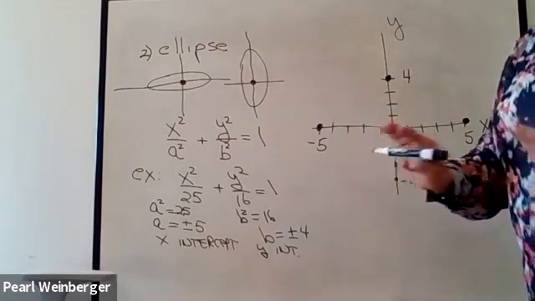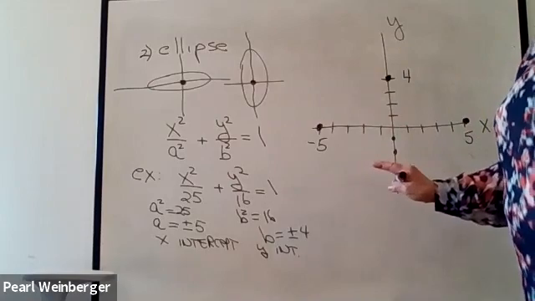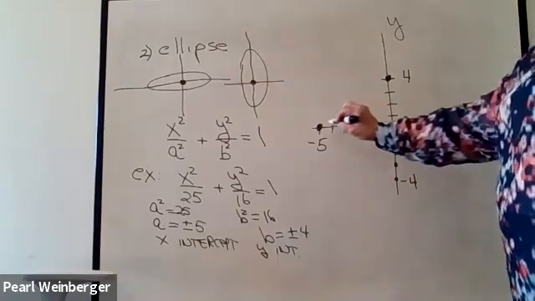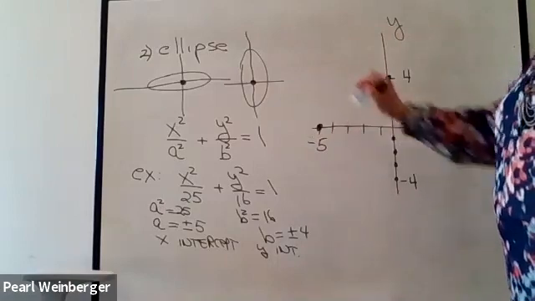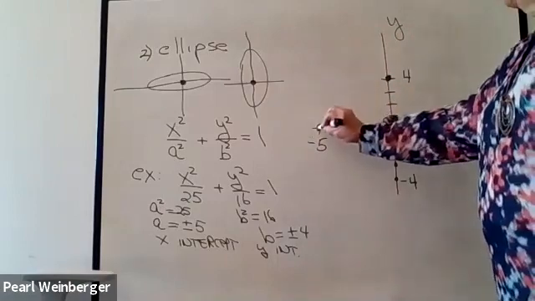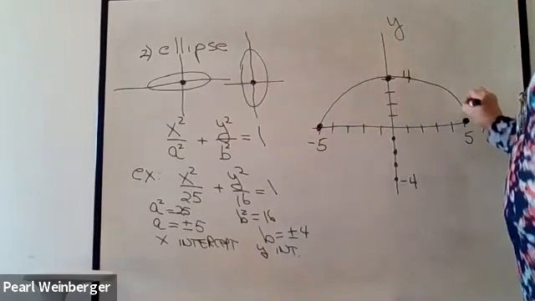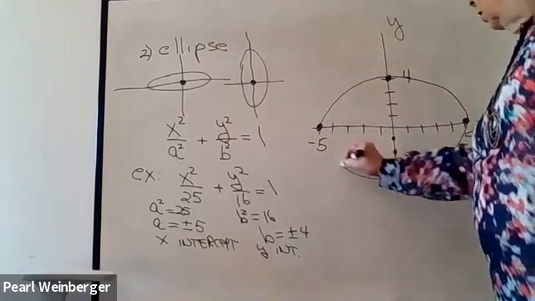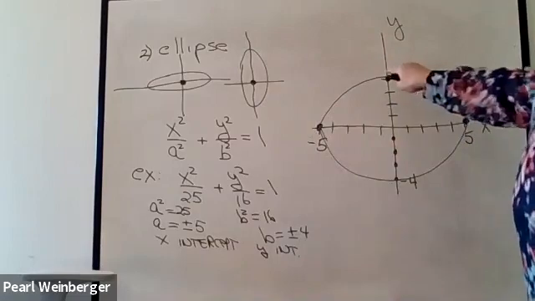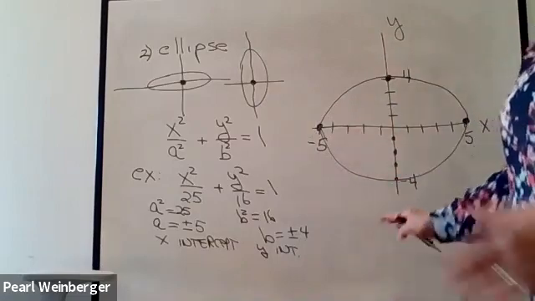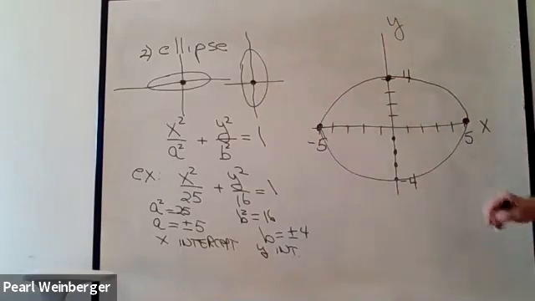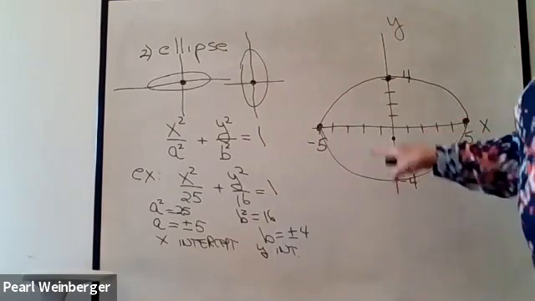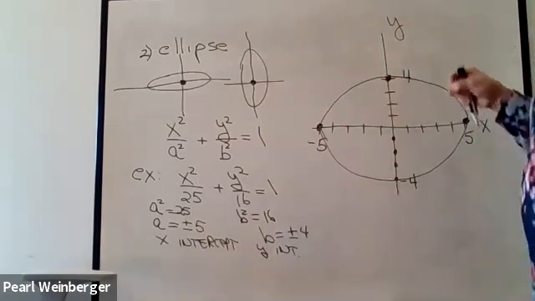Now, really, I don't need any further points because I can just connect these points. Obviously, I don't do it with straight lines. I do it with curvy lines. And if you notice, what we get is it looks circular, but it's been flattened out a bit. It is an ellipse. So what do we need to know about our ellipse?